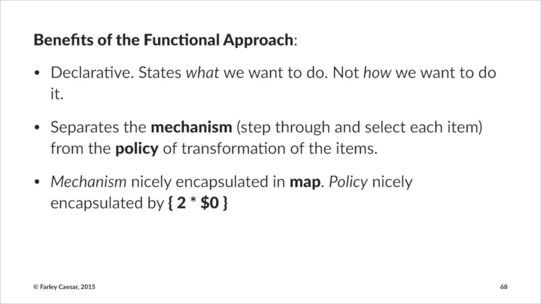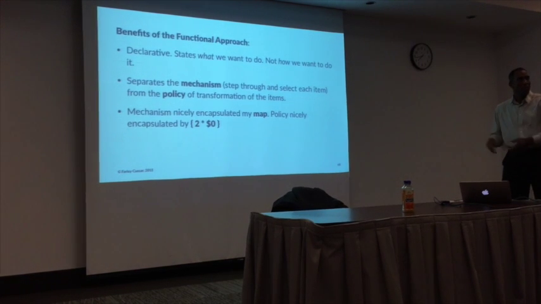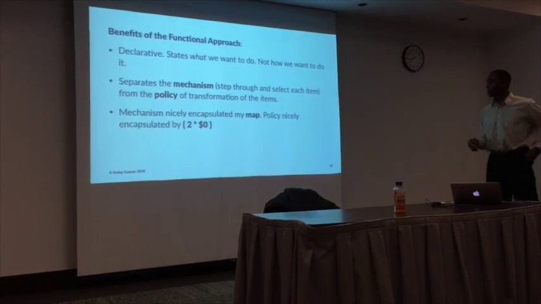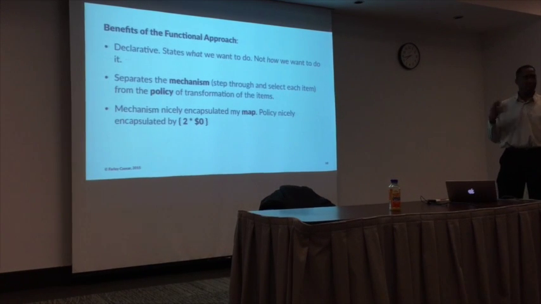But what are the benefits of doing it the functional way instead of the imperative way? It's more declarative. It states exactly what we want to do, not how we want to do it. I want to map this set of values to this other set of values. So think of map as transform. So it separates that mechanism now. I'm not stepping through anything anymore.